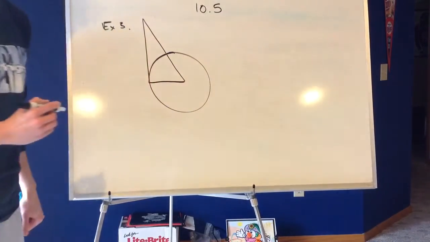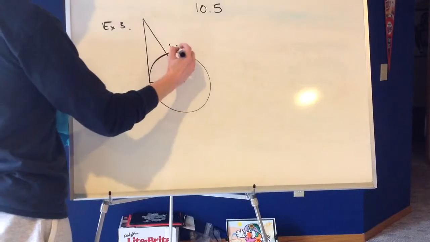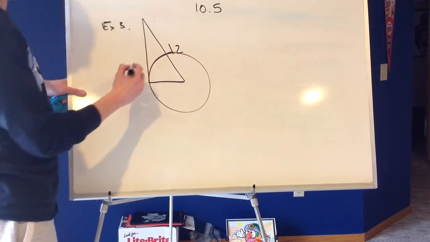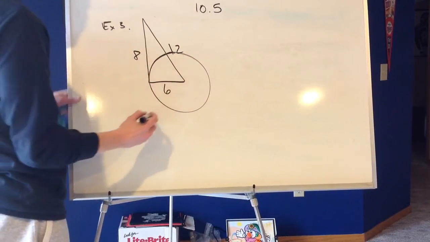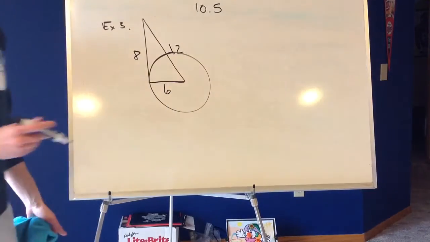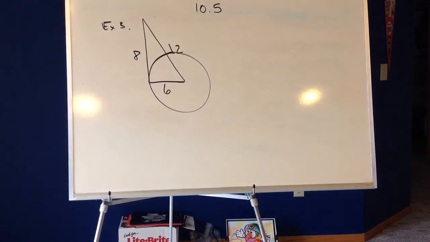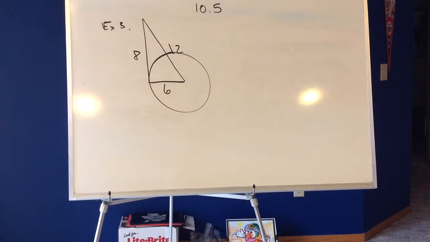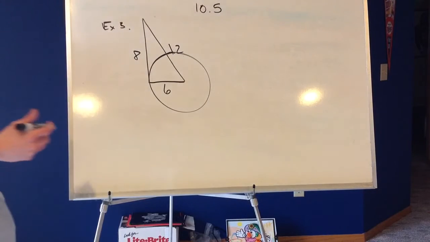And it looks more like that. Okay, it tells you that this side is 12, this side is 8, and this side is 6. And they're asking you, is it a tangent? Well, if it's a tangent, then it works in the Pythagorean theorem. If it doesn't work in the Pythagorean theorem, then it's not a tangent. So we do want to test it.